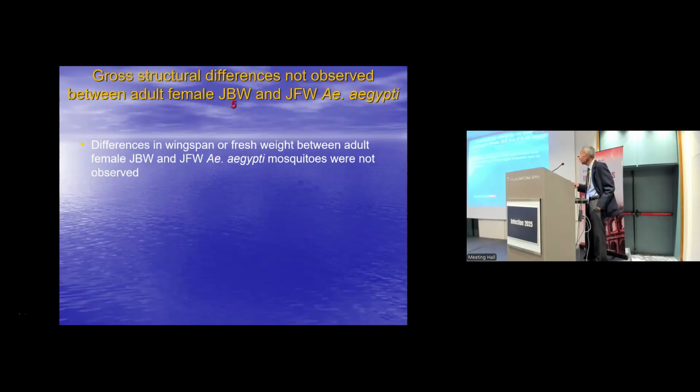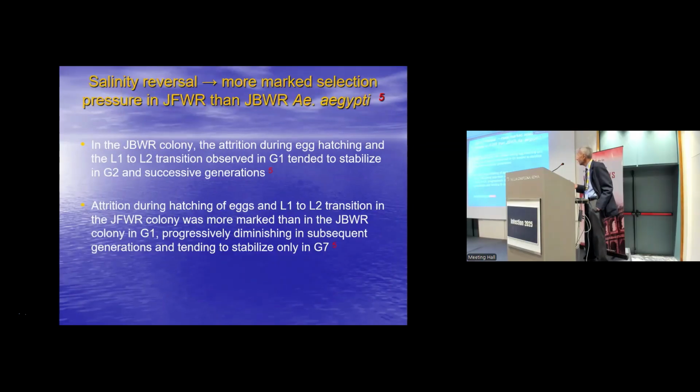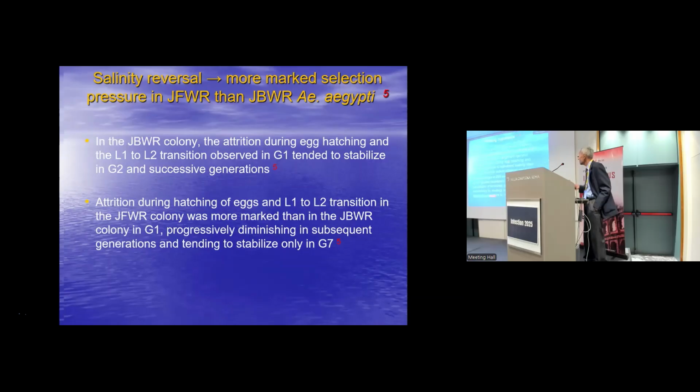We find no difference between brackish water and freshwater adult mosquitoes. There is a fair amount of attrition when you change from brackish water to freshwater. The attrition lasts one generation or so, with increased death of larvae, especially at the L1 to L2 transition and hatching. But this is much more prolonged when you change from freshwater to brackish water. Details are available in the publication.